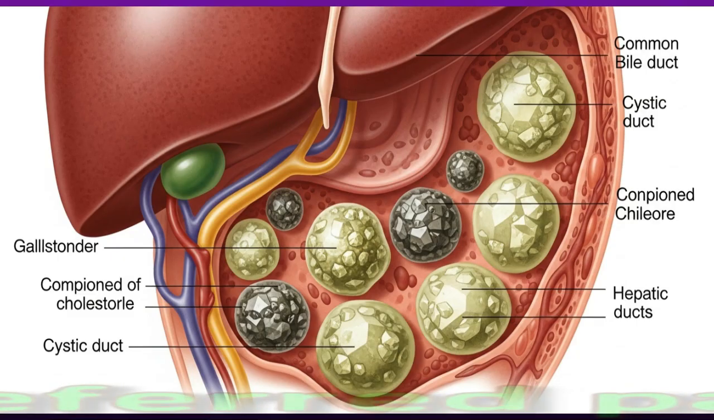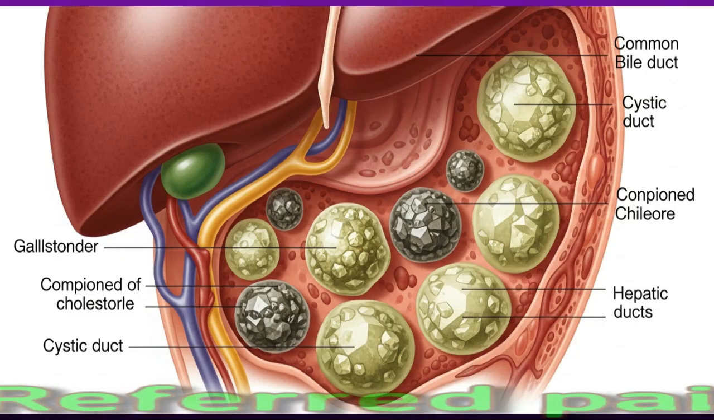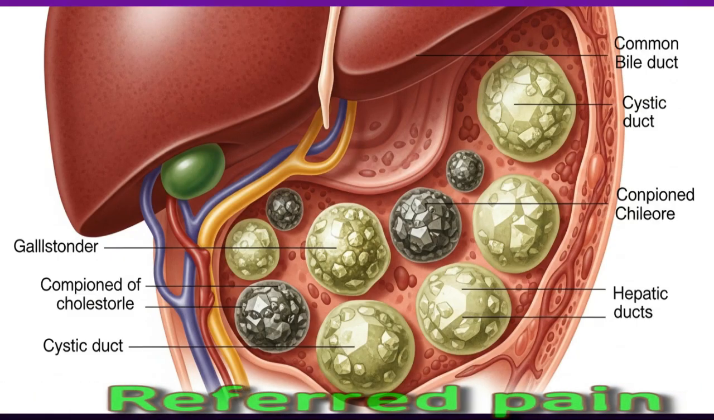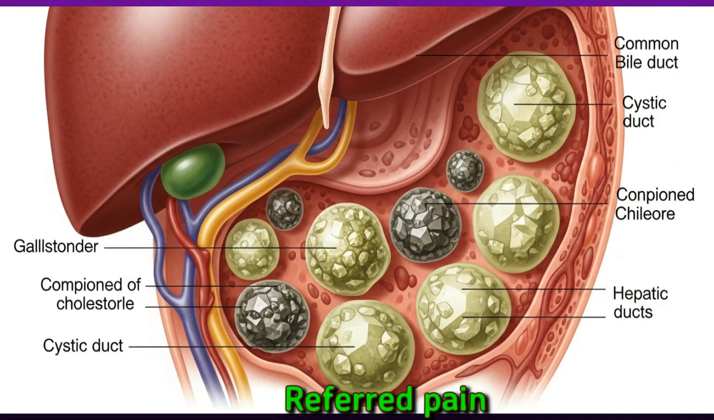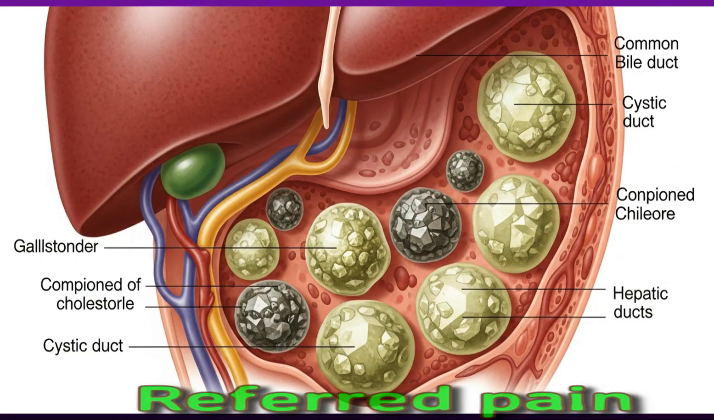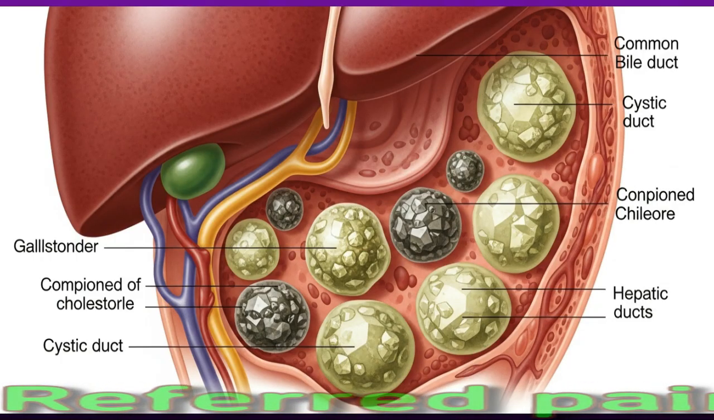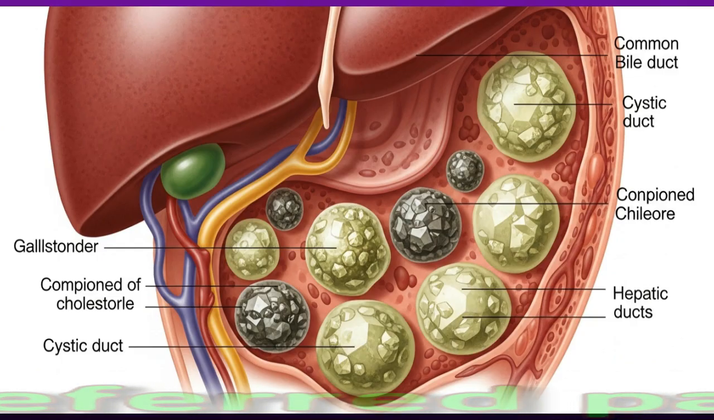Referred pain. Pain in the upper back can be due to issues elsewhere in the body. This is known as referred pain. For example, the United Kingdom's National Health Service notes that gallstones can cause pain that radiates from the abdomen to the back. The treatment varies depending on the severity and underlying cause.